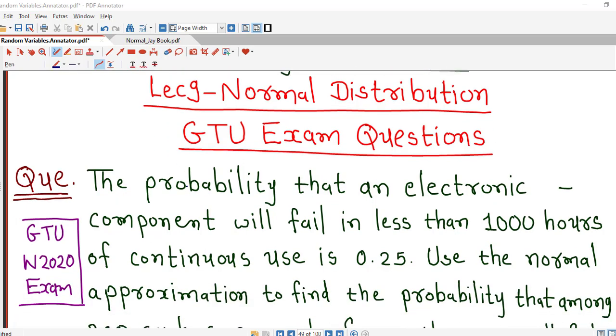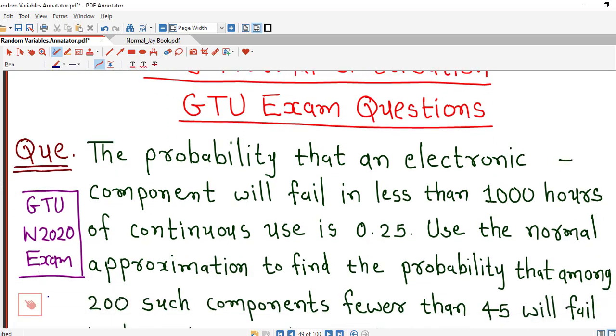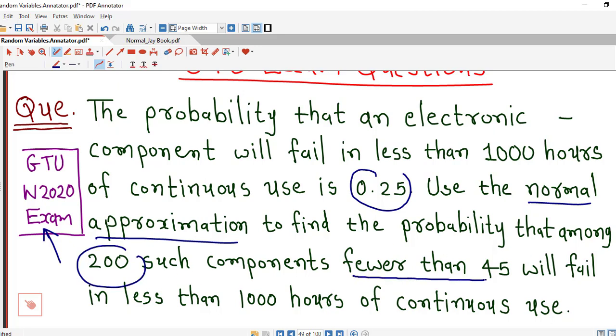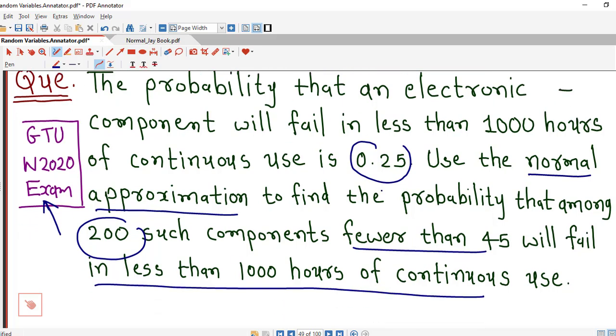In this lecture we are going to discuss one question which was asked in GTU Winter 2020 exam. So let's try to understand what this question is about. The probability that an electronic component will fail in less than 1000 hours of continuous use is 0.25. Use the normal approximation to find the probability that among 200 such components, fewer than 45 will fail in less than 1000 hours of continuous use.